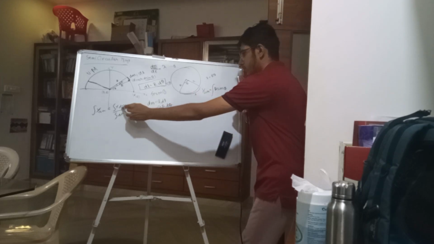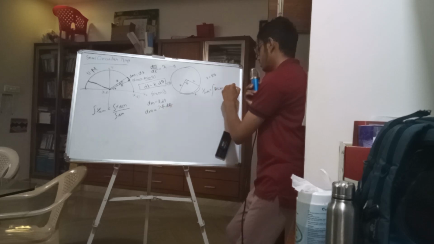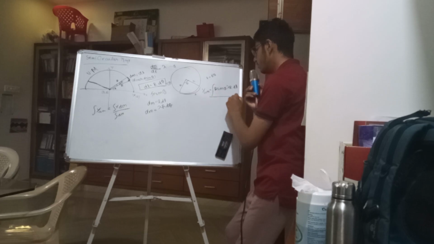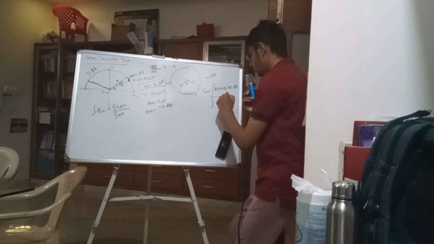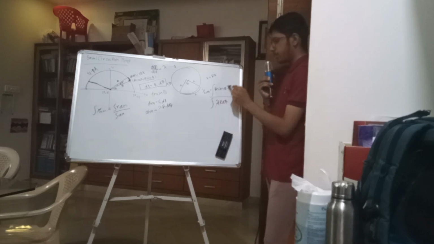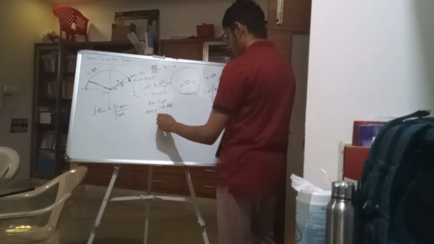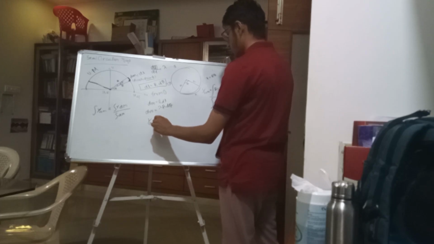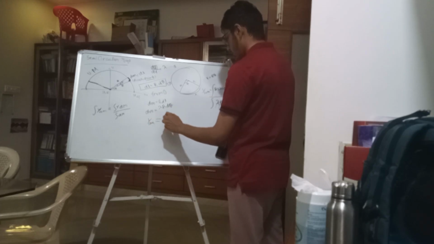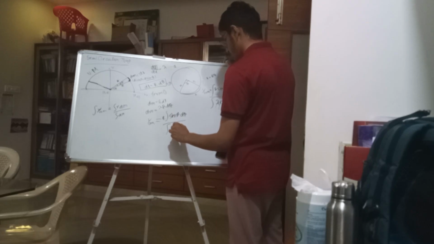What is dm? See here, dm I have written as lambda r d theta, divided by the total dm, which is the integral of lambda r d theta. Now tell me, what are all the constants over here? Lambda is constant, gets cancelled. R is constant, gets cancelled. So what is going to be the resulting expression? Your y com is going to be equal to the integral of r sin theta d theta divided by the integral of d theta.